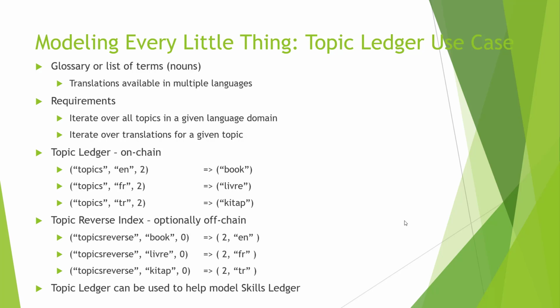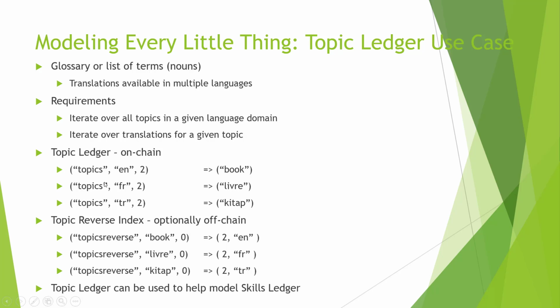So if we look at another use case, not one I've described today, the topic ledger, it's about creating a glossary or a list of terms, nouns, that are translated into multiple languages. The requirements are, for example, to iterate over all topics in a given language domain, iterate over translations for a given topic, and I guess implicit in that is being able to ask for a given word and find out a specific translation in that case.